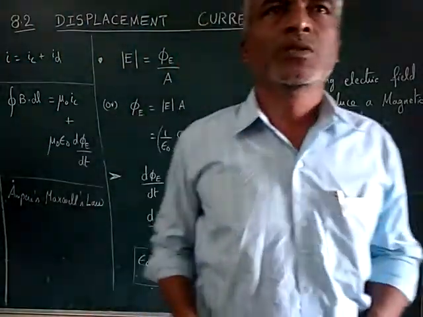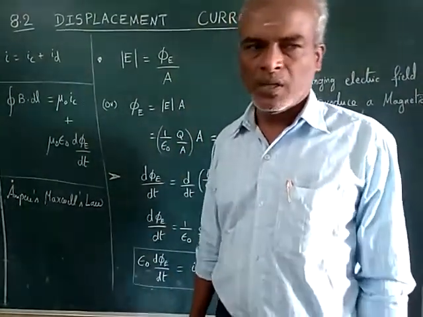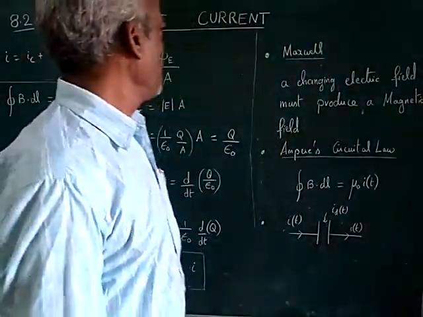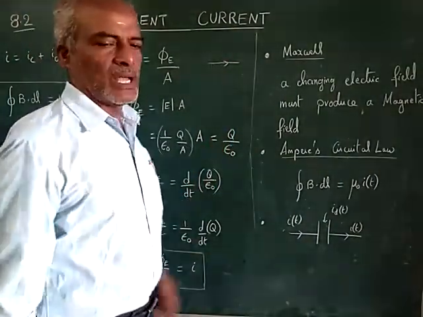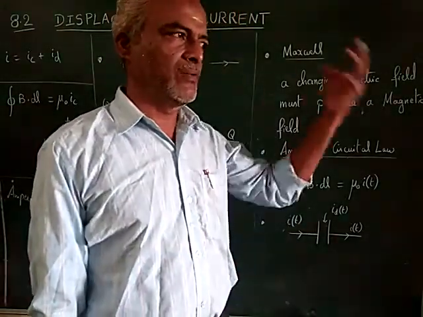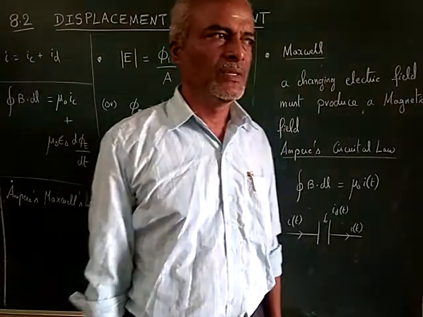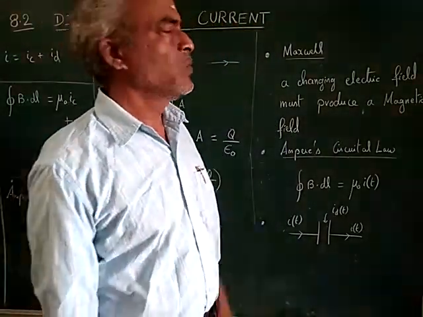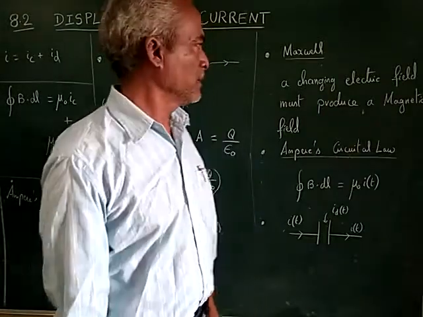Hello viewers, today we are going to see about displacement current. Generally, a current flows through a conductor and we call it a conduction current. But then we have another term called displacement current. Maxwell first introduced the term displacement current.